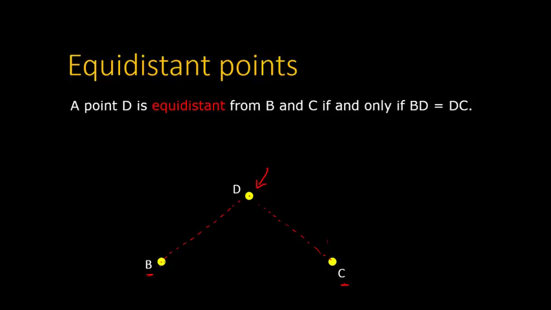It's kind of obvious that if I have a point D and it's just as far from point B as it is from point C, then that distance is equal. So point D is equidistant, or equally distant, from B and C if and only if BD equals DC.